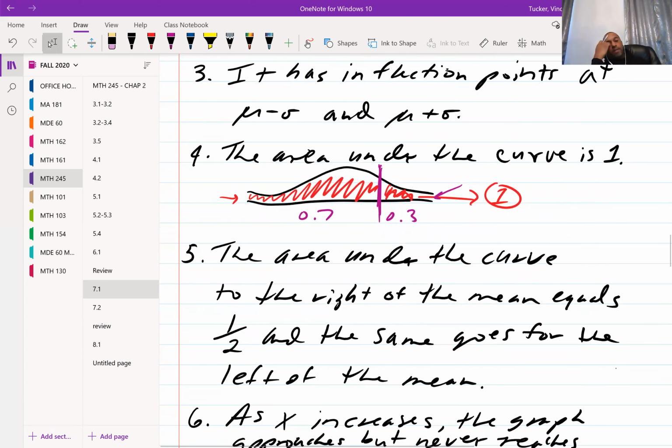All right, number 5, the area under the curve to the right of the mean equals half or 0.5, and the same goes for the left of the mean. So once again, symmetric about the mean, whatever goes on the right side goes on the left side as well.